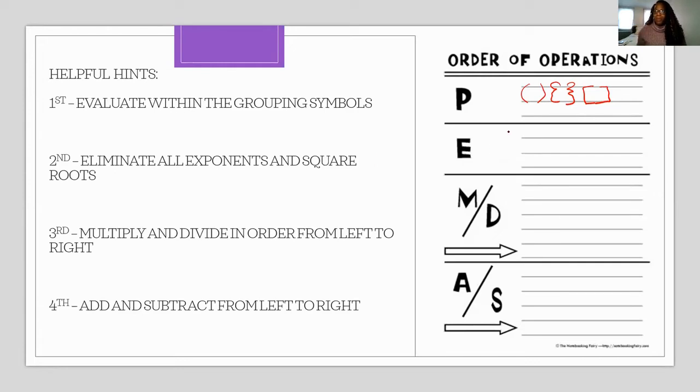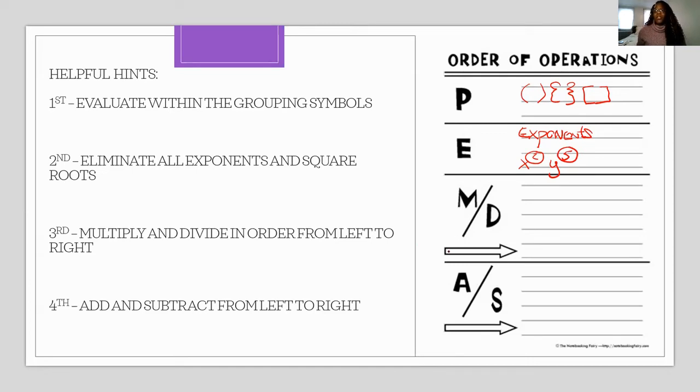The E represents your exponents. Excuse my handwriting. So if I'm saying x squared, or y to the 5th, the numbers up here are my exponents. We did do a video on this, so if you need to go back and find it, go ahead and do that.